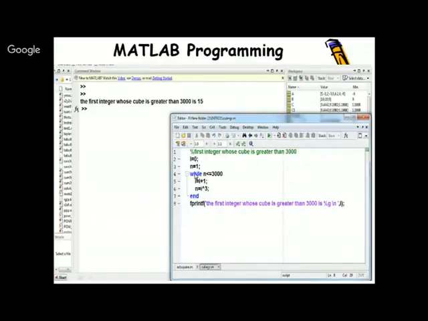n is less than or equal to 300. i is 0. It will become 1. n is i cube, 1. Okay, it is less than 300. Again, it will increment to 2. 2 cubed is 8. 3 cubed is 27. 4. It will go on like this, and it will give you the output with fprintf: The first integer whose cube is greater than 300 is %g backslash n, comma i. Instead of %g, i comes in, and this will be your output on the command window. After the loop runs, at 15 it will have a value greater than 3000. Up to 14 it is less than 3000.